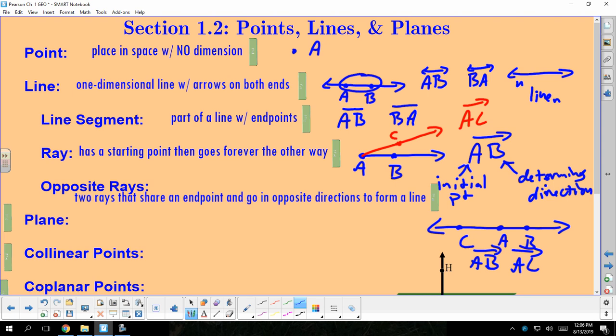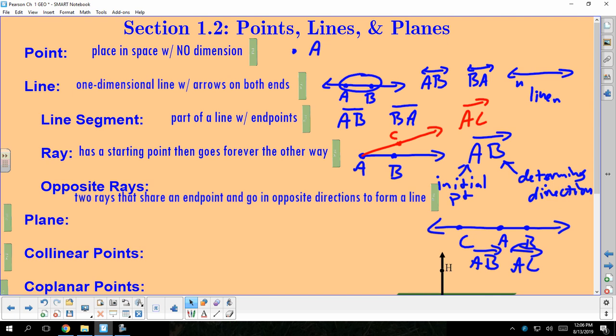This always goes to the right. The arrow on the top always goes to the right. First letter gives us our starting point, second gives us direction. Okay? You can't say AC and give it the opposite direction. That does not tell me it's going the opposite direction. This always goes to the right.